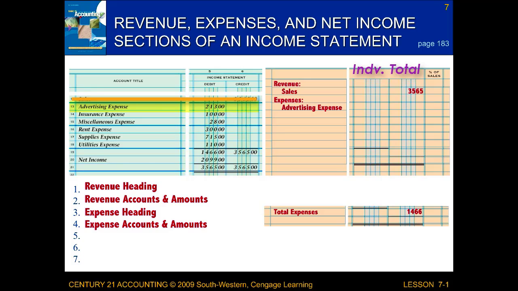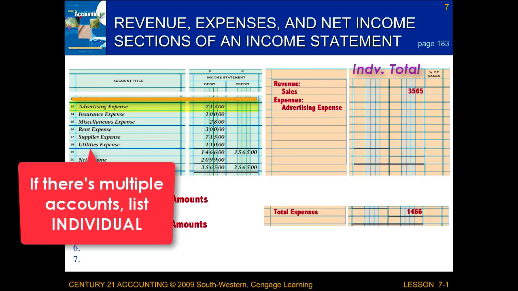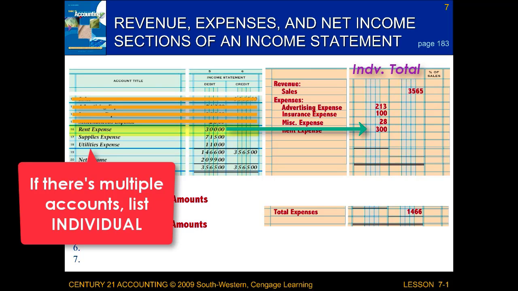So I'm going to copy that over, indented slightly. And then because I have multiple expenses, I'm going to list each one individually in the individual column. So advertising expense's individual amount was $213, so I'm going to place it individually, 213. The next thing I have is insurance expense. So I'm going to write insurance expense. That individual amount in the individual column, 100. Miscellaneous expense. I'm going to take the individual 28, put it individually, 28. Rent expense, 300. Supplies expense, 715. Utilities expense, 110.